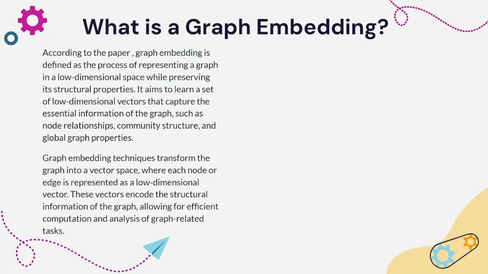Now, it aims to learn a set of low-dimensional vectors that capture the essential information of the graph, such as node relationship, community structure, and global graph properties. Graph embedding techniques transform the graph into a vector space where each node or edge is represented as a low-dimensional vector. These vectors encode the structural information of the graph, allowing for efficient computation and analysis of graph-related tasks.